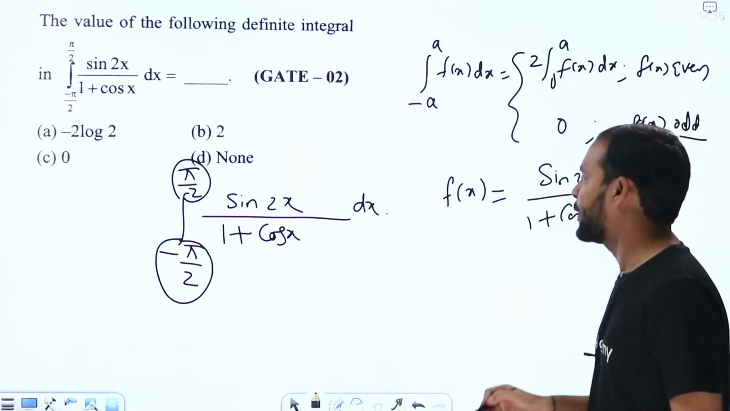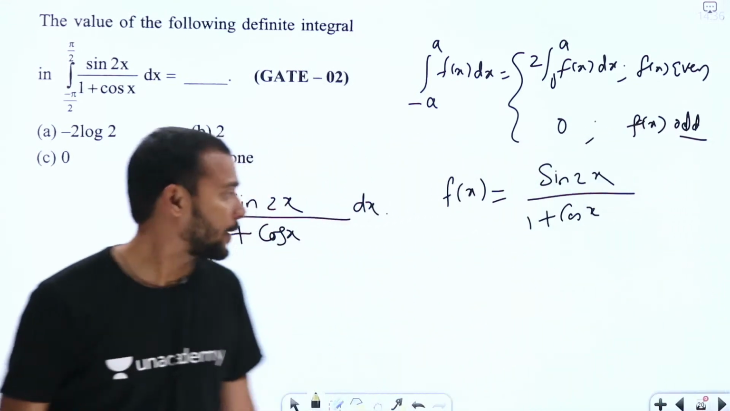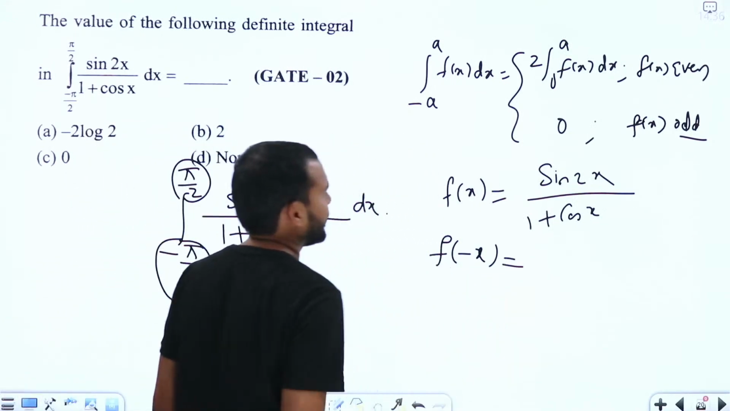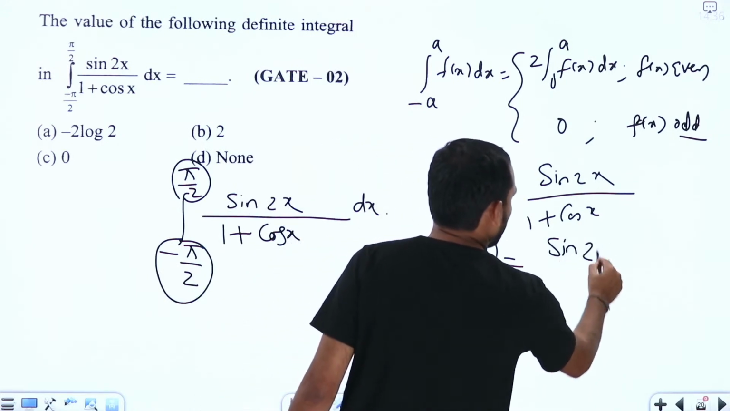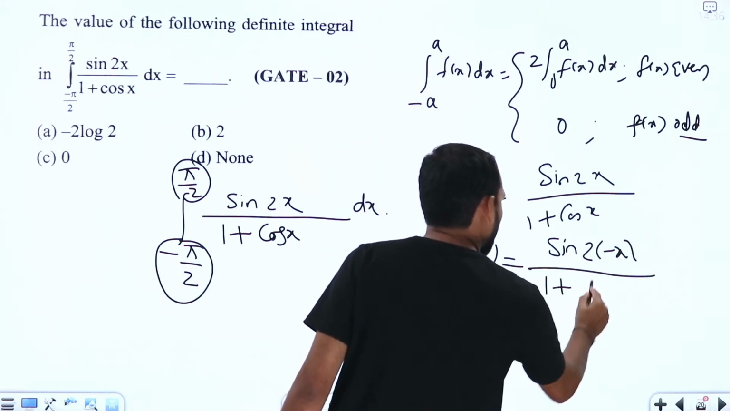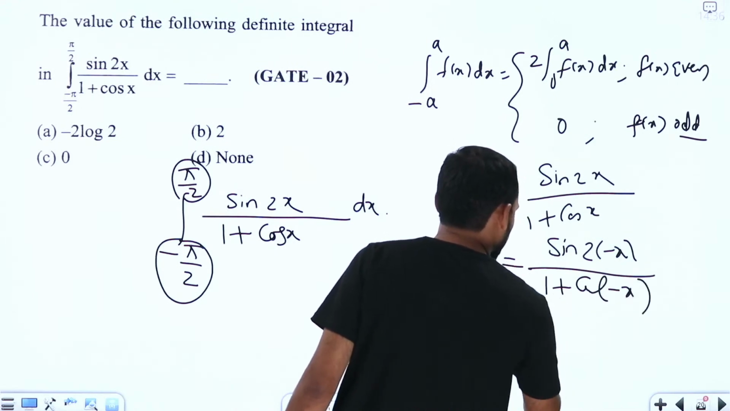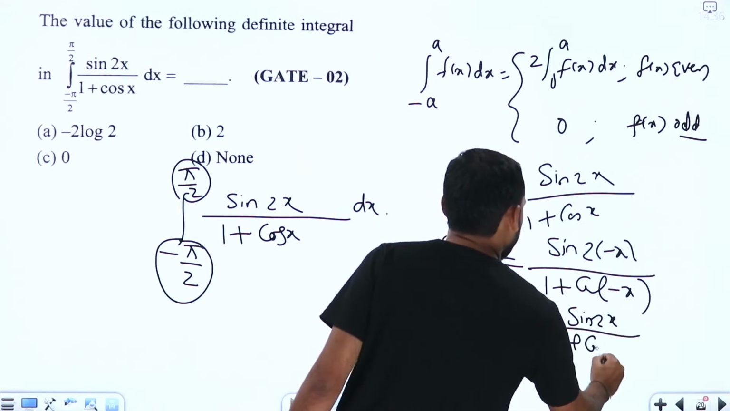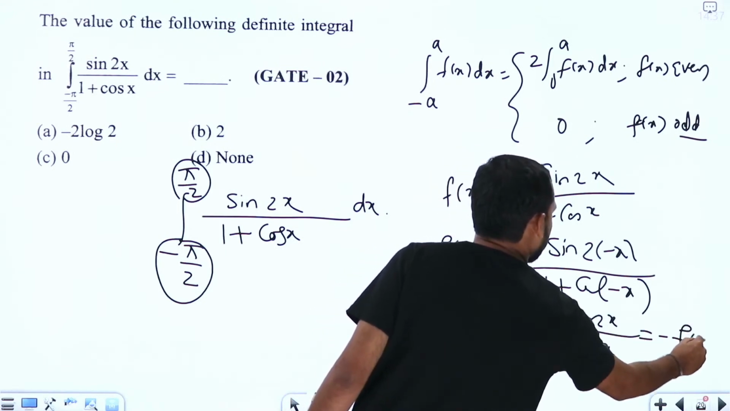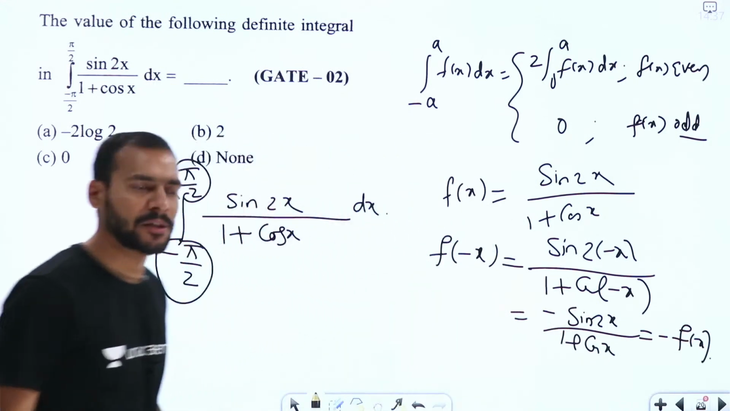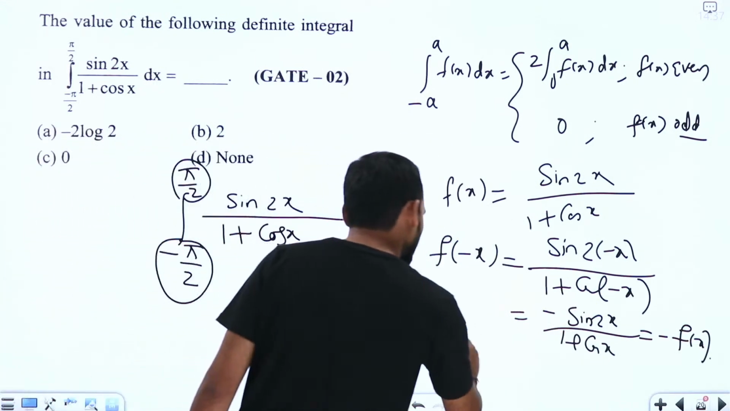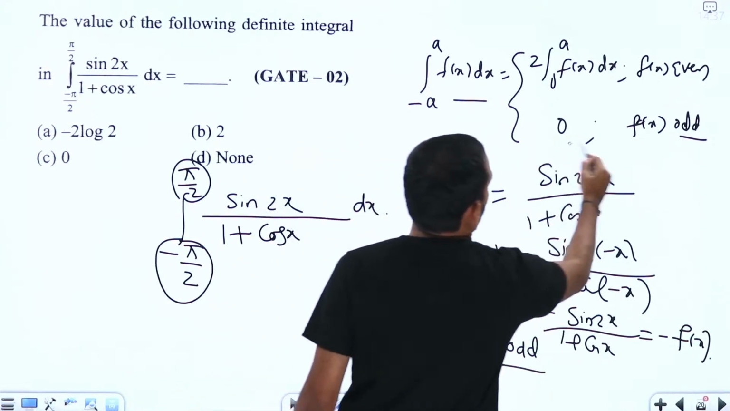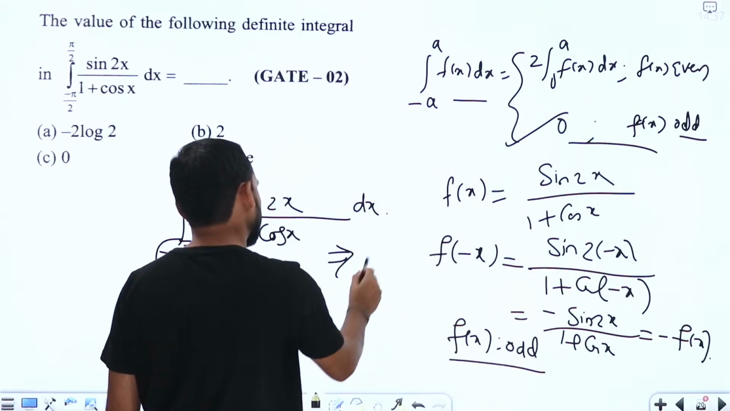So this is sin 2x by 1 plus cos x, right? Now try to find whether it is even or odd. Substitute f of minus x, so that we get sin of 2 into minus x divided by 1 plus cos of minus x. Here we get minus of sin 2x divided by 1 plus cos x, which is minus f of x. So f of minus x is equal to minus f of x, which means f of x is odd here.